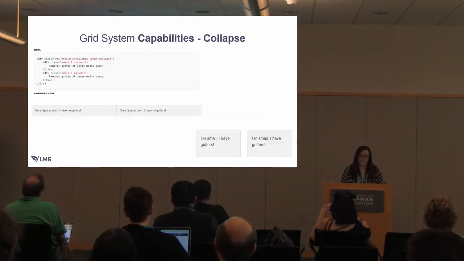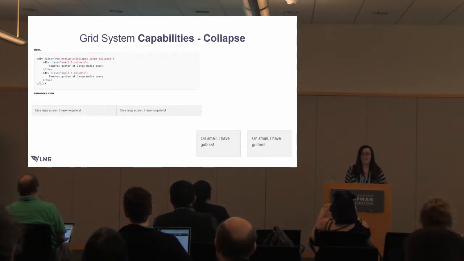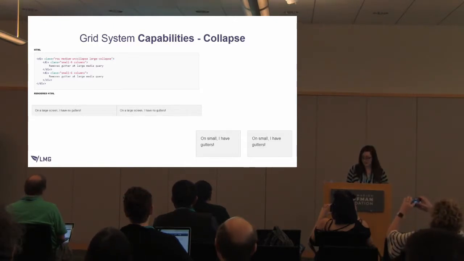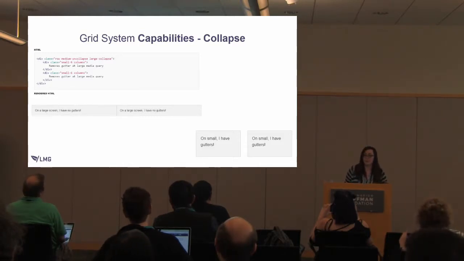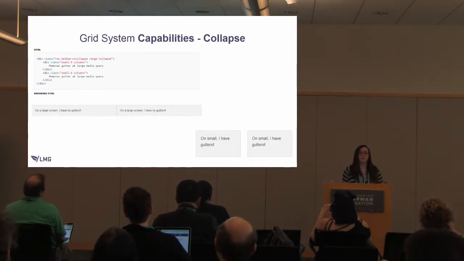The next one is the collapse feature. In this first example, our container row has a class of medium-uncollapse and large-collapse. So on large screen sizes, your two columns are going to be collapsed together, so there's going to be no margin between the two. But then, once you shrink it down to a medium or small screen size, they have these things called gutters, which is just going to be your margins. So if you do that on all of the columns in your website, you don't have to go back later and add that styling to your CSS. It's just something you don't have to worry about.